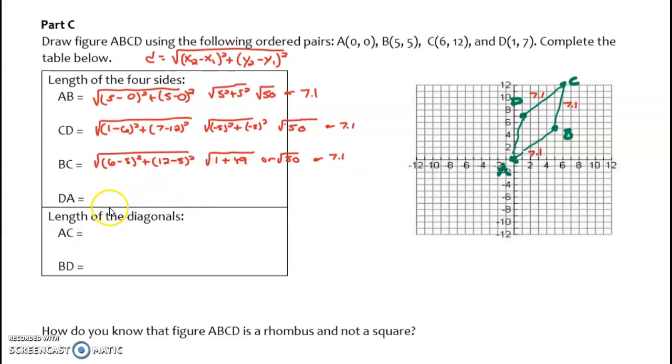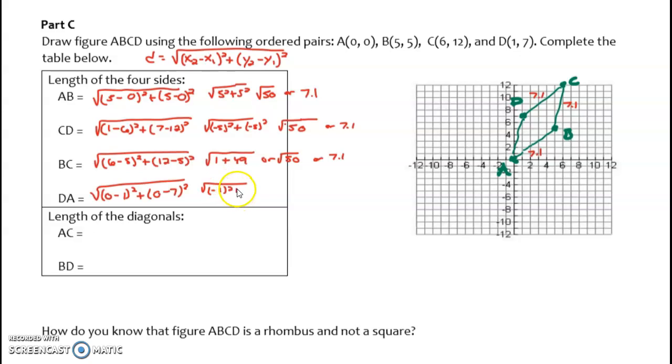All right, DA. So going from D to A. So here we go. Since A is second, I'll use that as my second x. So we're going to have 0 minus 1 squared plus, and then 0 for the y's minus 7 squared. So 0 minus 1 is negative 1, negative 1 squared.